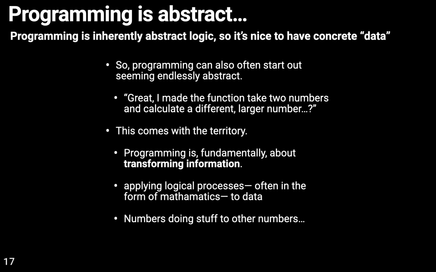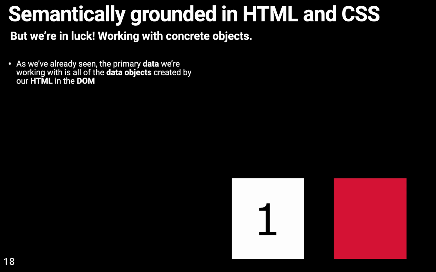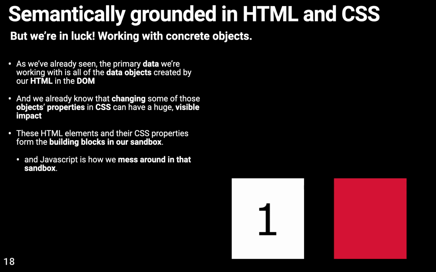Okay. The key benefit of web dev is that it's all semantically grounded in HTML and CSS. These things are more concrete for us, right? As we've already seen, the primary data we're working with in all of this are the data objects from the HTML in our DOM. And we already know that changing those objects' properties has huge visual impacts, right? So these HTML elements and their CSS properties that we've already covered here form the building blocks of this sandbox, right? And JavaScript is how you mess around in that sandbox.